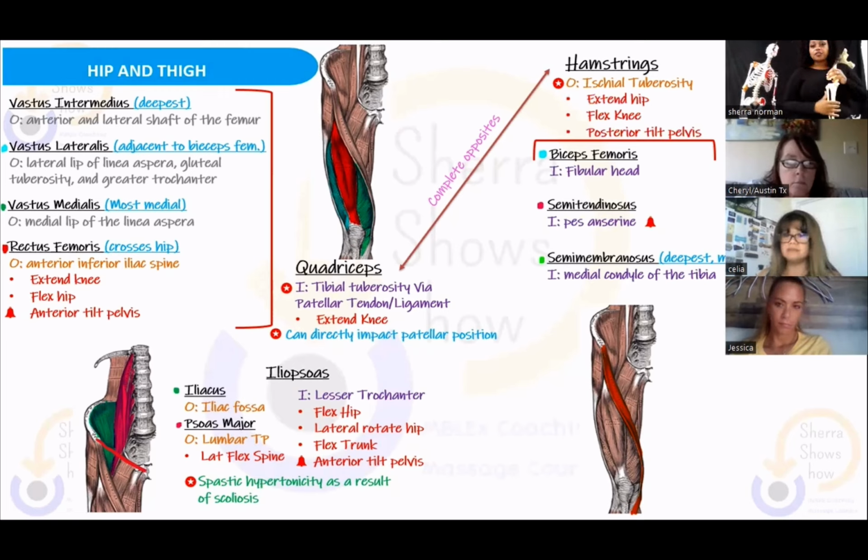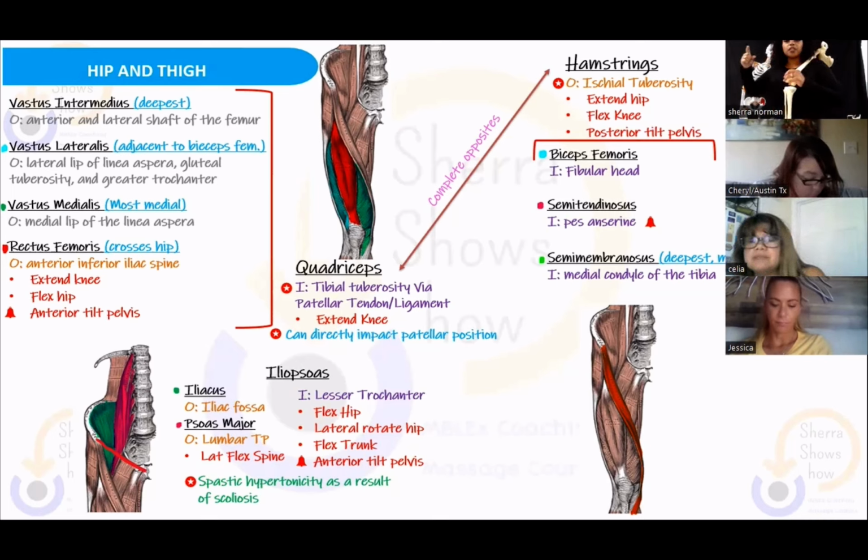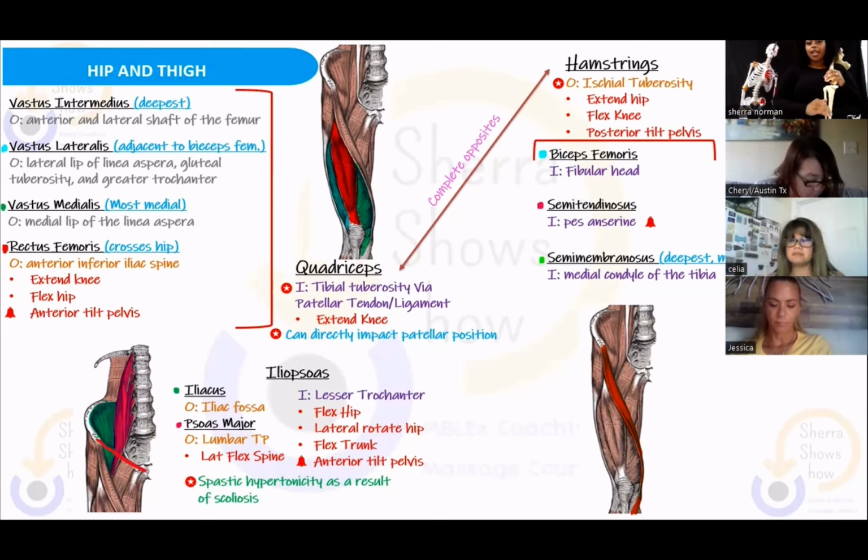All of the hamstrings extend the hip, flex the knee, and posterior tilt. Exact opposites of quads. If you remember one, you know the other. The quads flex the hip, the hamstrings extend the hip. The quads extend the knee, the hamstrings flex the knee. The quads anterior tilt, the hamstrings posterior tilt. Complete and utter enemies for life.